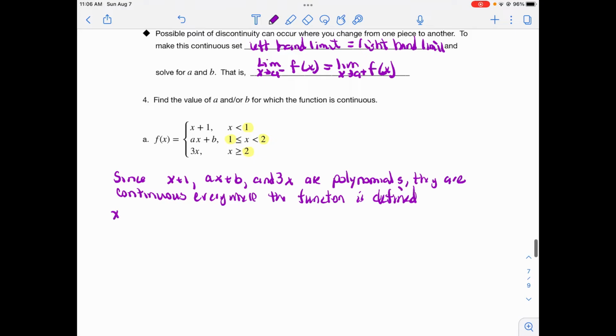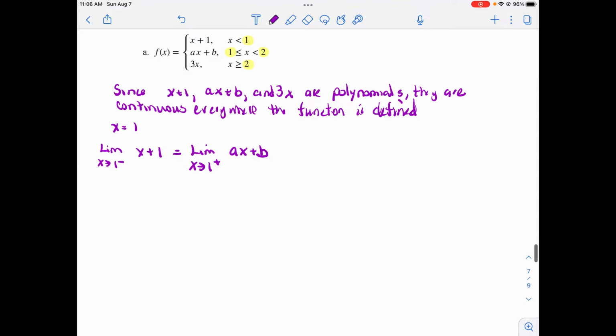So to check at x equals 1, I want to set the limit as x goes to 1 from the left, and from the left, looking at my piecewise function, that should be the top equation, equal to the limit as x approaches 1 from the right. And from the right, that will be my middle equation. I'm going to evaluate this limit using direct substitution.